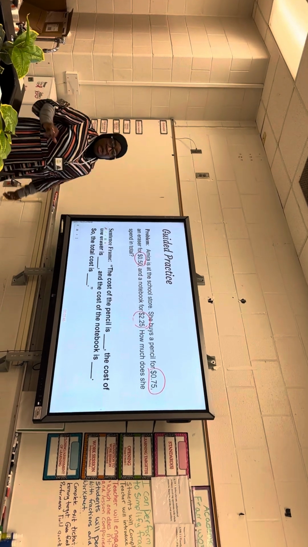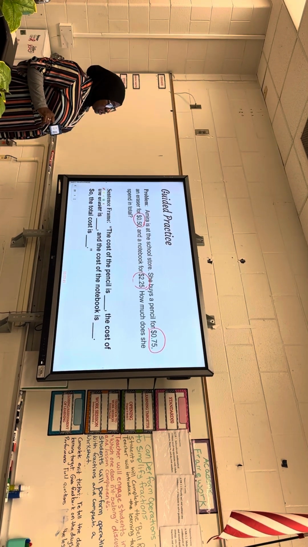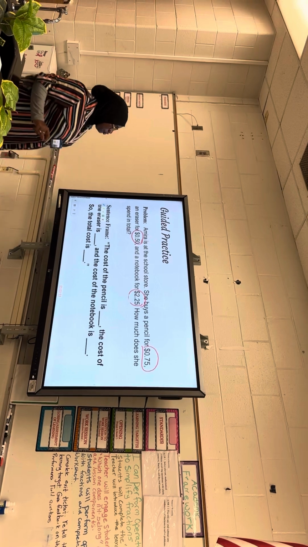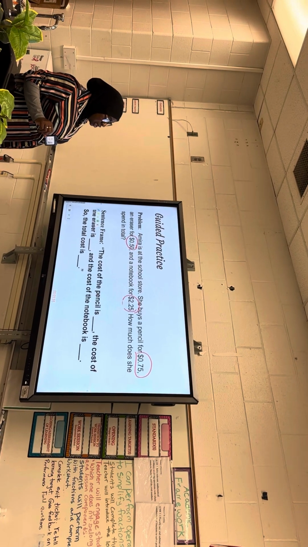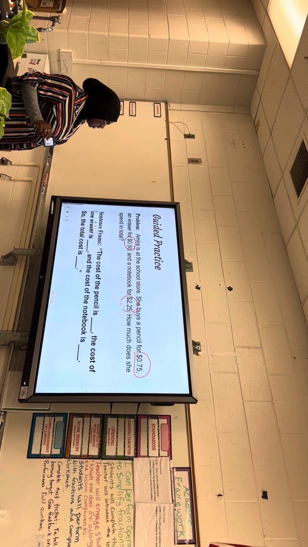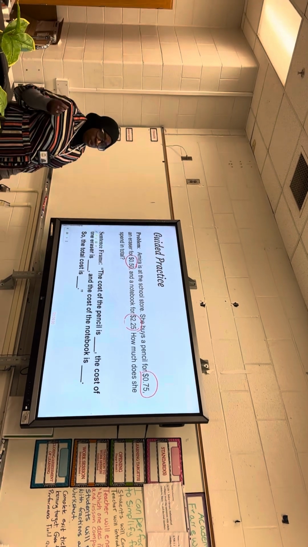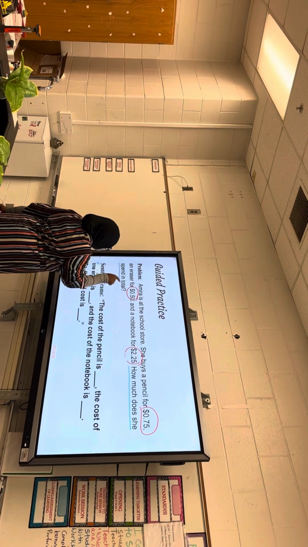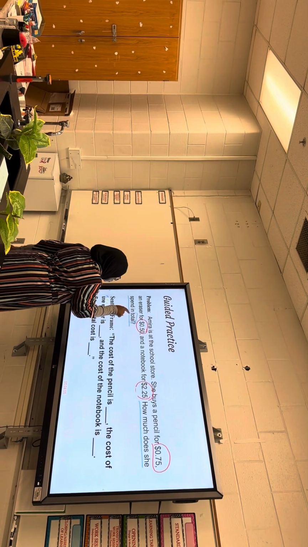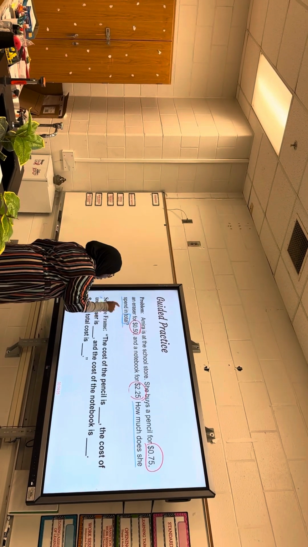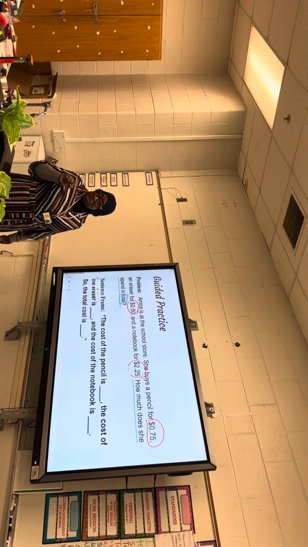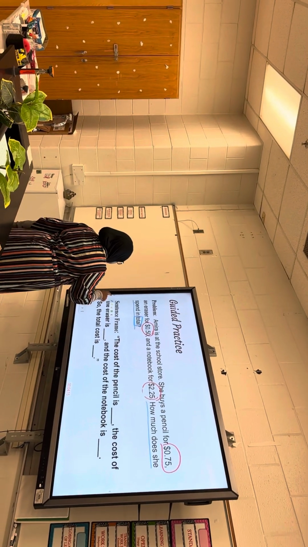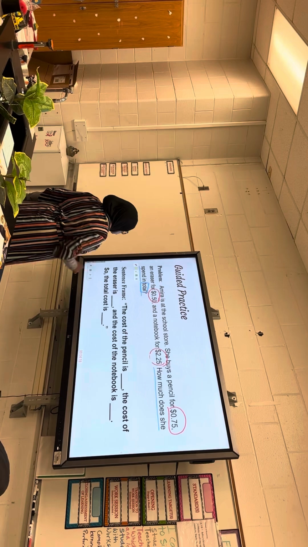Third read. Amira is at the school store. She buys a pencil for 75 cents, an eraser for 50 cents, and a notebook for $2.25. How much does she spend in total? What's the question? How much does she spend in total? And I'm going to circle this word here because in total tells me to use addition. Okay? All right. So here, I'm going to use my sentence frame.